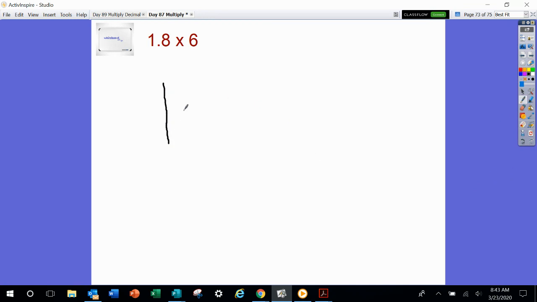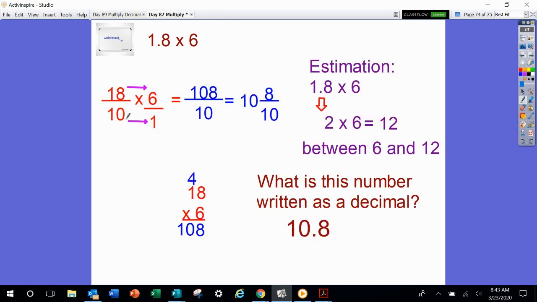Let's see. 1 and 8 tenths. Again, I could Ferris wheel. 1 times 10 is 10, and 10 plus 8 is 18. So I'd get 18 tenths. I'm multiplying that by 6 over 1, because that's what 6 is as a fraction. 18 times 6 gives me 108. 10 times 1 gives me 10.